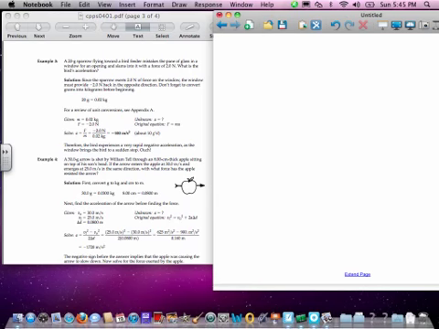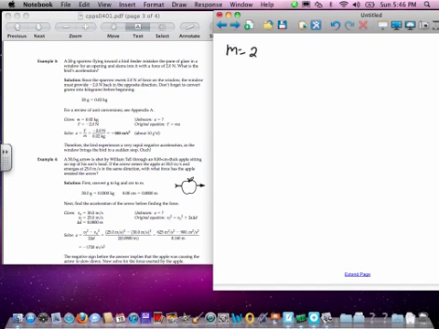All right, example 3. A 20-gram sparrow flying toward a bird feeder mistakes the pane of glass in a window for an opening and slams into it with a force of 2.0 newtons. Bet he won't do that again. What is the bird's acceleration? Well, let's write down what we got.